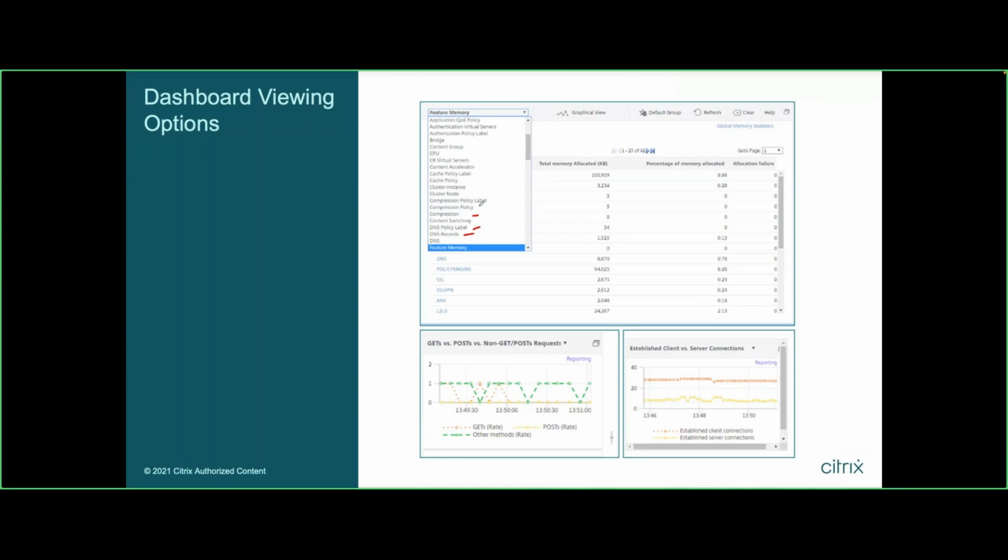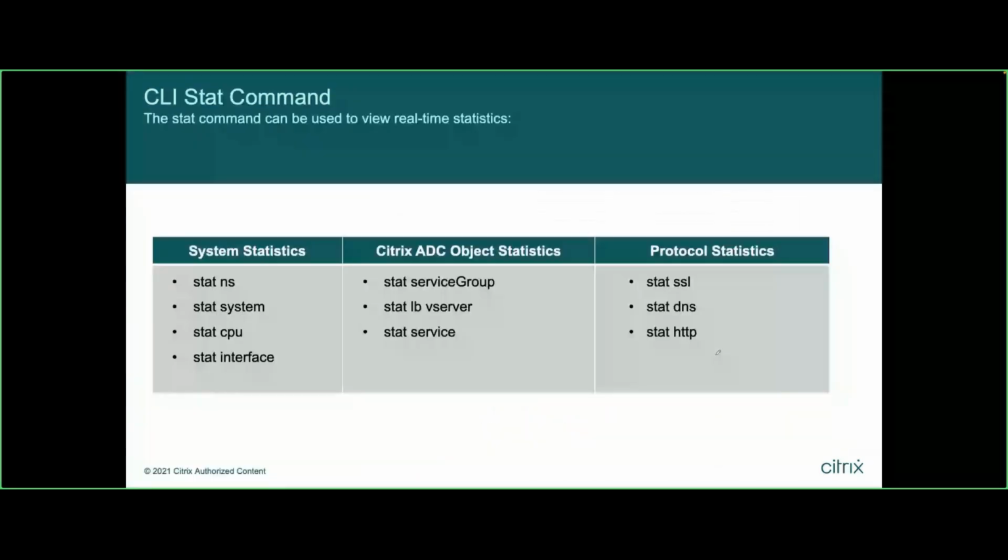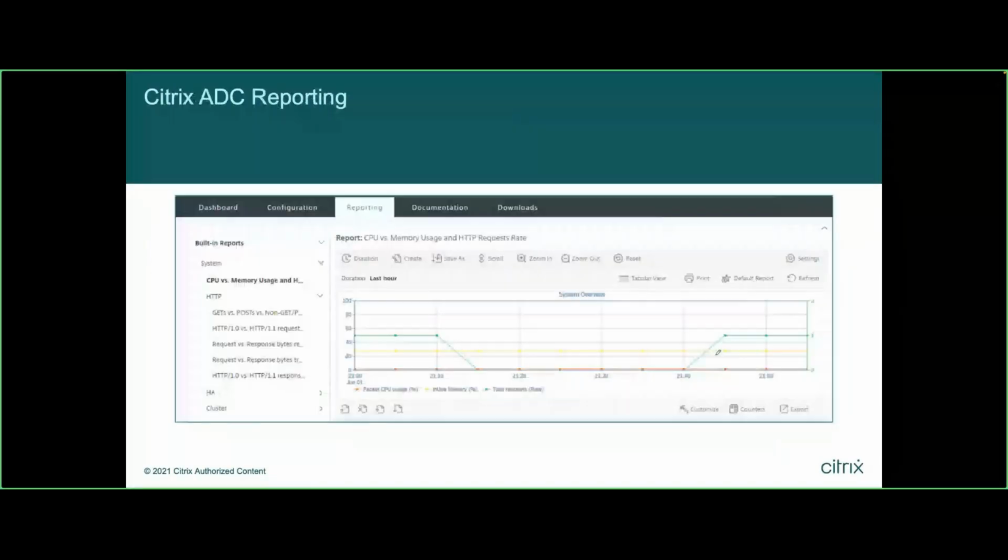Are we good, sir? This is your GET versus POST. This is your established client versus server connections. And then these are your CLI commands that you can use. And this is the reporting. You can go with the system, CPU, memory versus usage, HTTP, HA, cluster, SSL, network. A lot of options are there. So this is where you can see what's happening on your network as well.